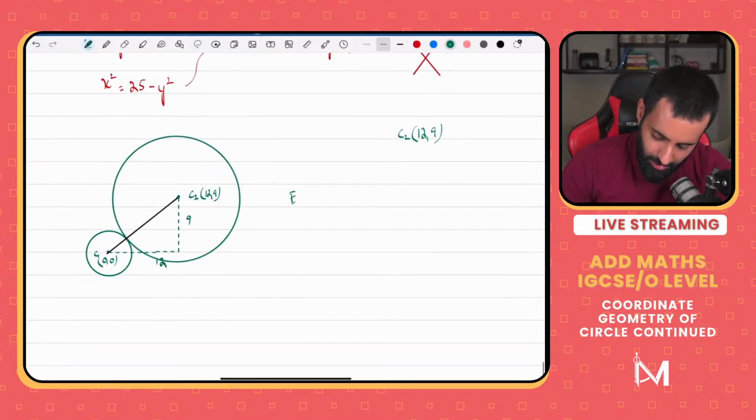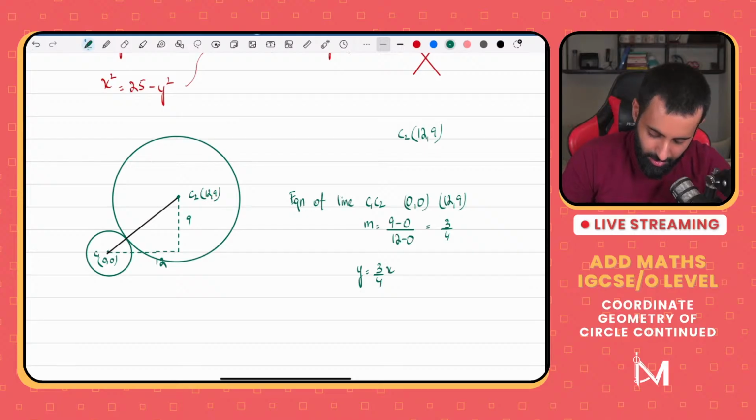Let's find out the equation of line C1, C2. Okay, so we need 2 points. We have just the right ingredients: (0, 0) and (12, 9). The gradient would be (9 minus 0) over (12 minus 0), so 3 upon 4. There is no y-intercept. The y-intercept is 0, so the equation of the line is y equals 3 upon 4 x.